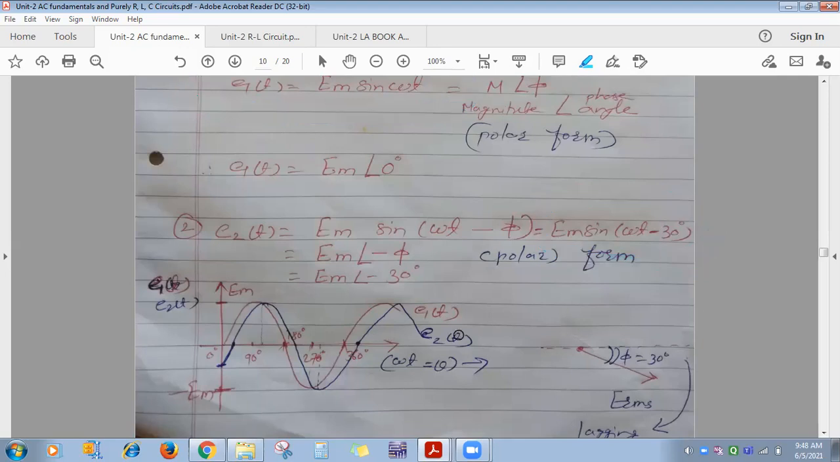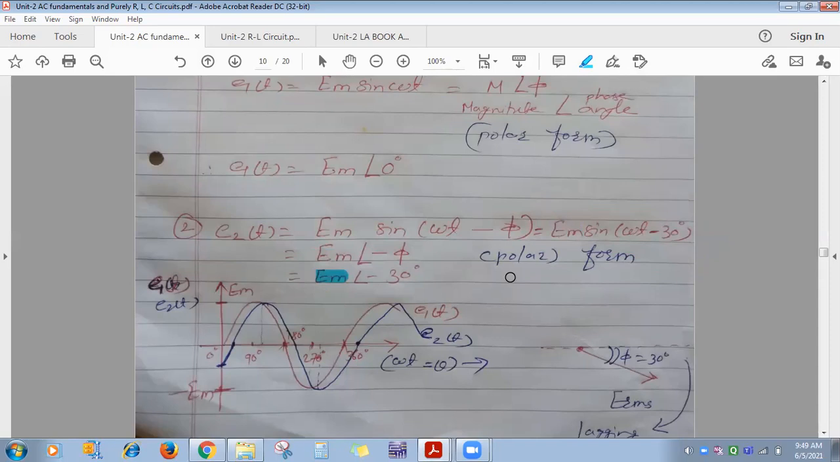Polar form, first of all, we'll see. What is polar form? Magnitude and angle. Magnitude you can consider peak or RMS. I'm going to consider the peak. Consider the peak. So what will be its polar form? What is the peak value? What is the peak value denoted here?